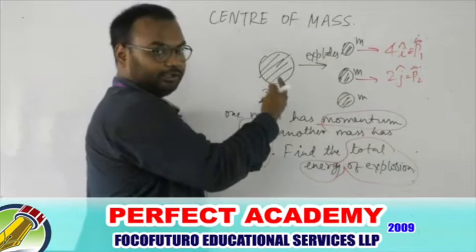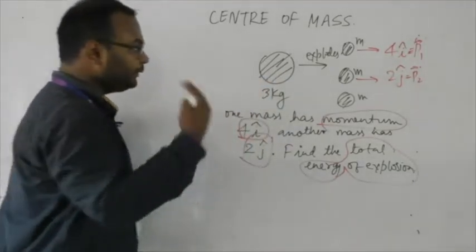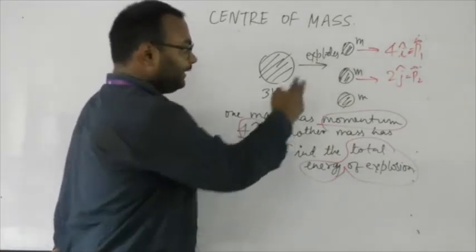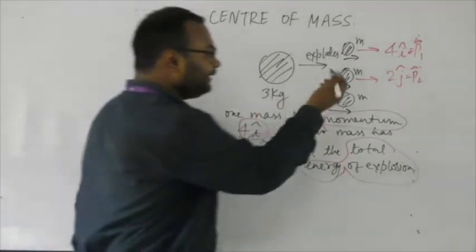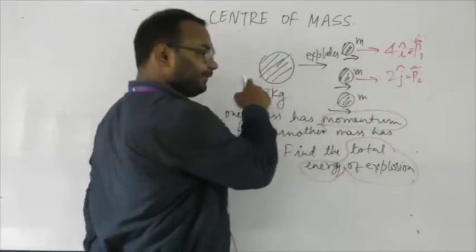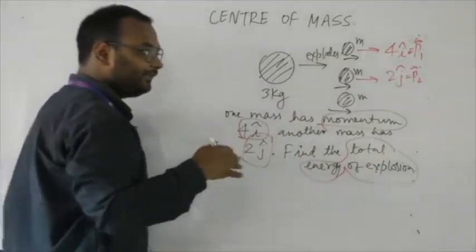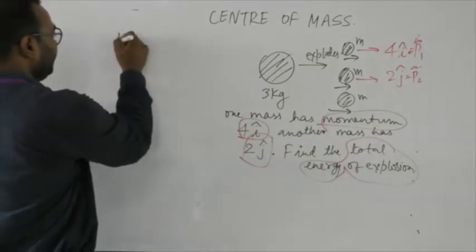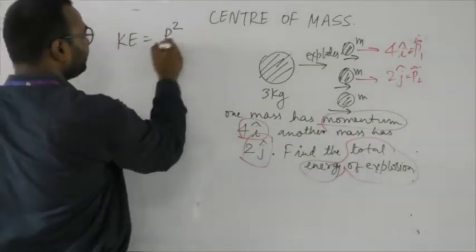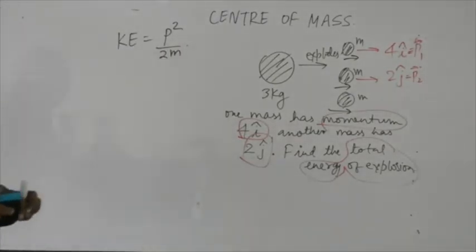The three parts came into picture only because of explosion, and that explosion takes place because of consumption of internal energy, giving them different momentum. Initially it was at rest, but now they have momentum, which means there is speed and there will be energy in the form of kinetic energy, which you write as P square upon 2m. Again we will use the same concept of conservation of momentum.